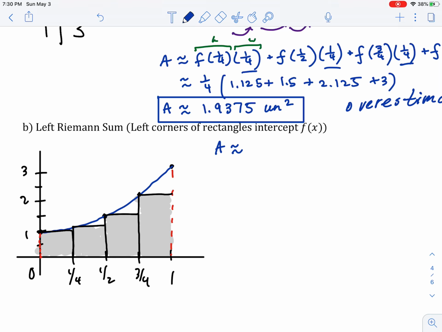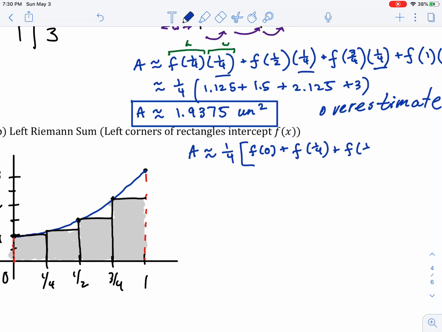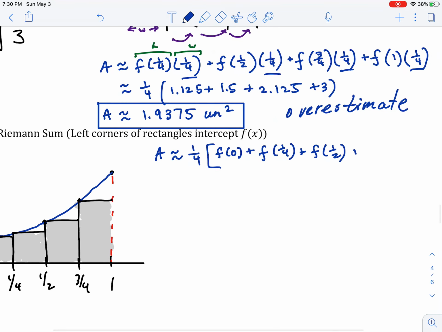In this case, what is the height of our first rectangle? It's not f of 1/4, but actually f of 0 times still the same delta x, right? The width of each rectangle is still going to be 1/4, right? And so actually, just to make my life easier, let's go ahead and write that 1/4 on the outside now. I know it's always going to have 1/4 in there, so let's just factor those out. So this is f of 0 plus f of 1/4, f of 1/2, and then f of 3/4.